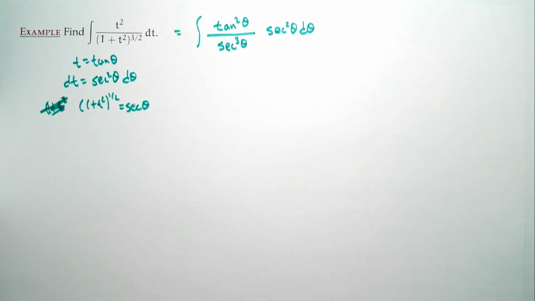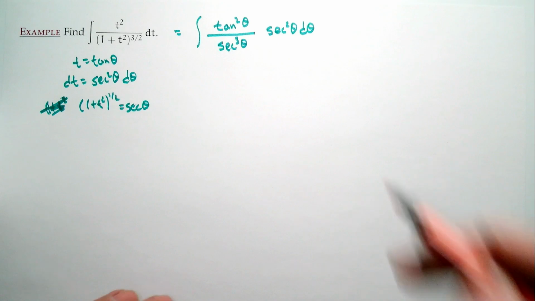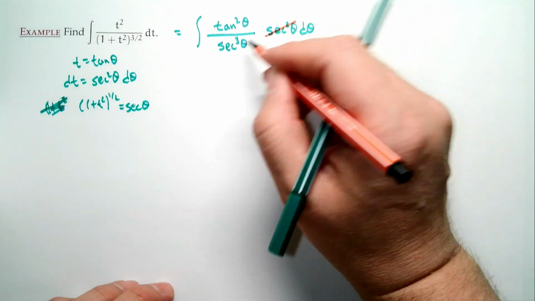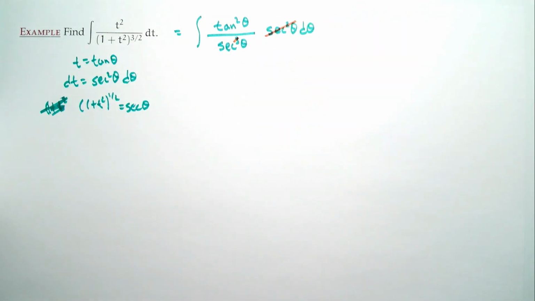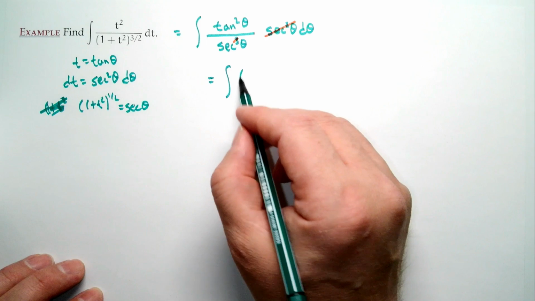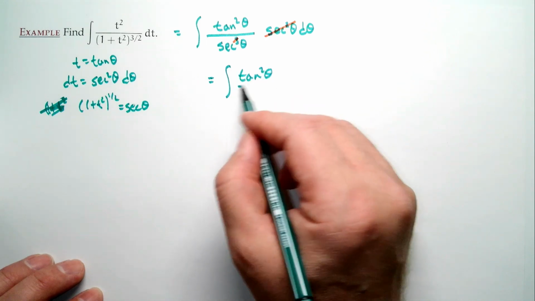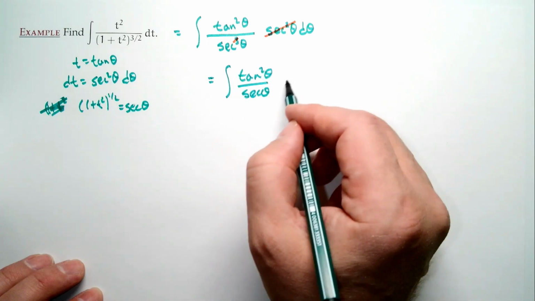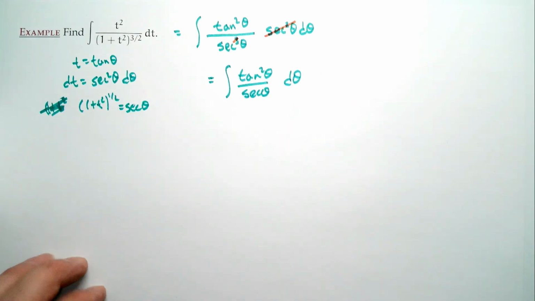All right, well, we can see something. I mean, certainly we see that there's a bunch of secants, so we can cancel those off. So that's good. So let's see, what do we have? We have that this is the integral of tangent squared divided by secant. So now we ask ourselves, how do we integrate tangent squared divided by secant?